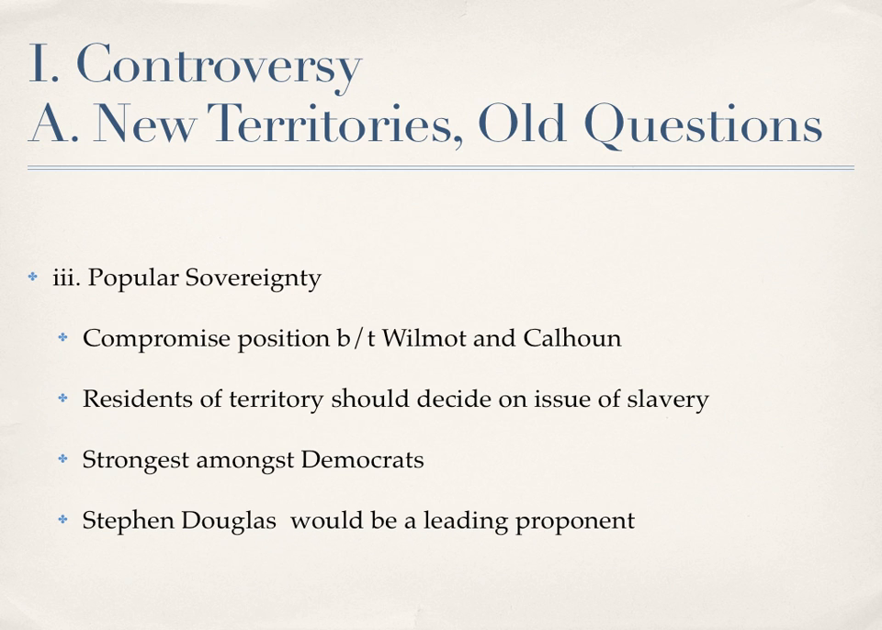This idea is strongest amongst the Democrats, who for the most part are going to be pro-slavery, especially in the South. Southern Democrats are all pro-slavery. Stephen Douglas, who Lincoln will have the famous Lincoln-Douglas debates with, he's actually not from the South, but he's a Democrat, and this is kind of his baby, this idea that the states or the territory should decide using the concept of popular sovereignty.